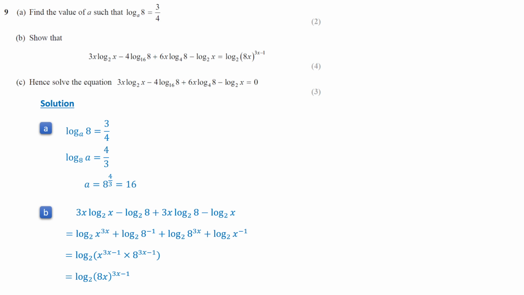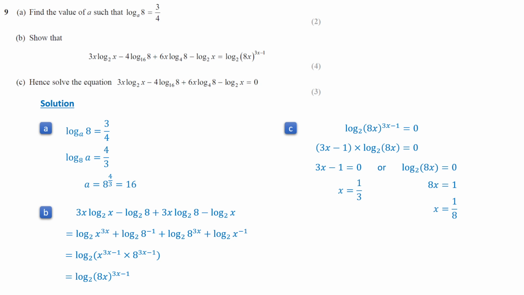This completes the proof. Moving to question C, we have proven that the left side of the equation is log base 2 of 8x raised to the 3x minus 1. The exponent can be brought down as a multiplier. Now we have 3x minus 1 equals 0, which gives x equals 1 over 3. We also need to consider another possible solution from log base 2 of 8x equals 0, which means 8x equals 1 and x equals 1 over 8.